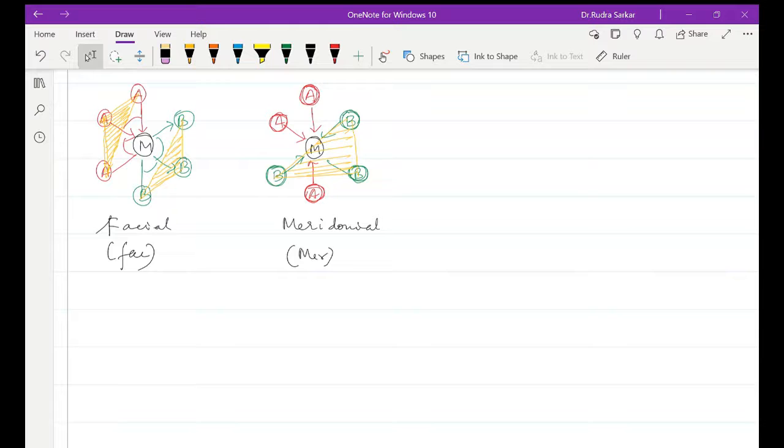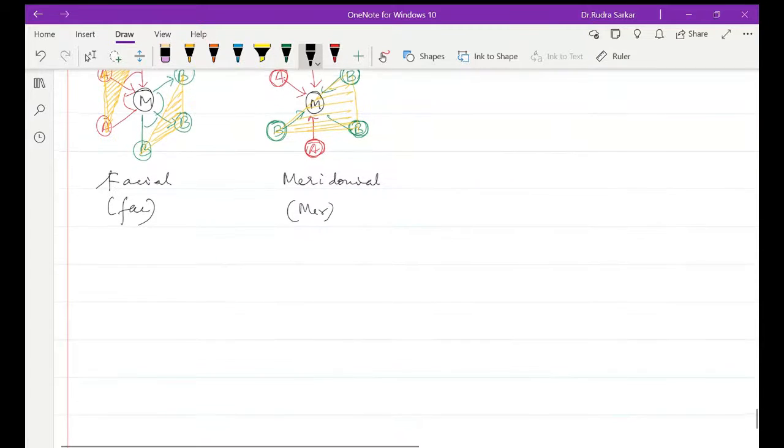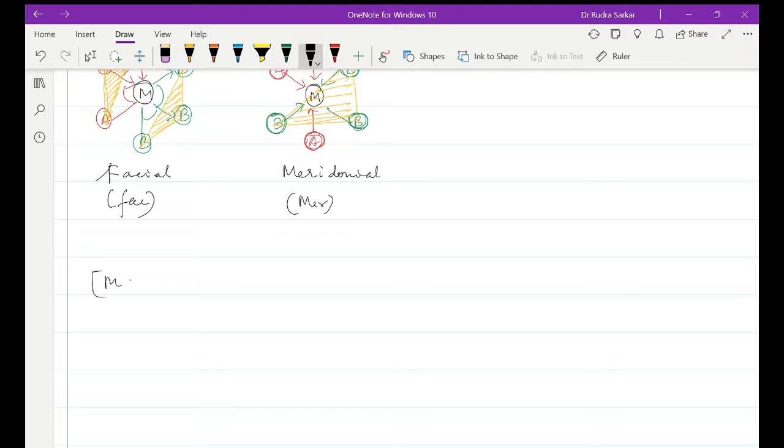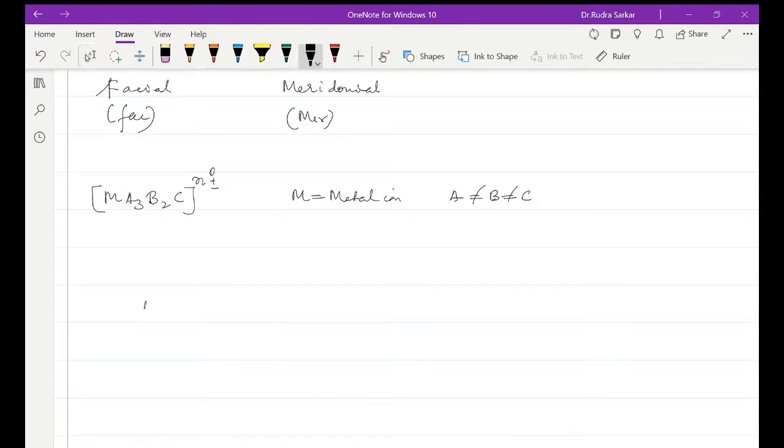Next, let us consider another complex in which we have MA3B2C. Again the similar notation. M again is the metal ion. A is not equal to B, which is not equal to C. Now let us see what other arrangements are possible. Obviously, since there is an A3 unit, there will be a facial isomer, and the other ones will be meridional.